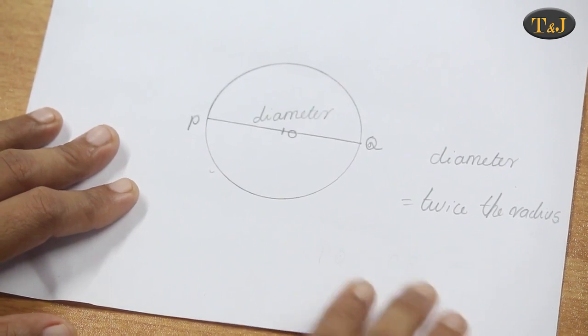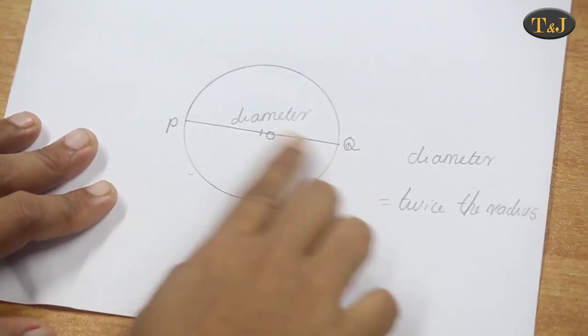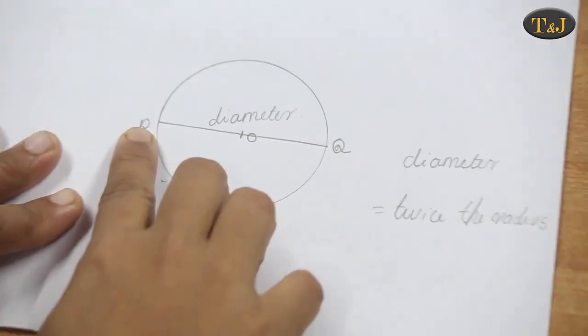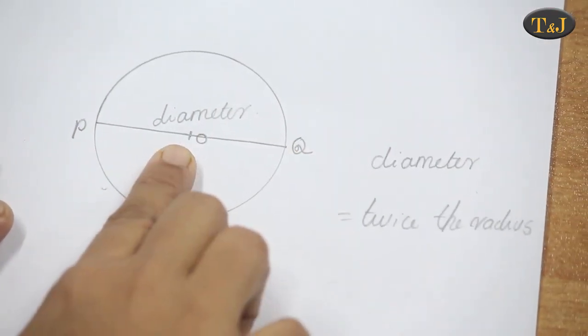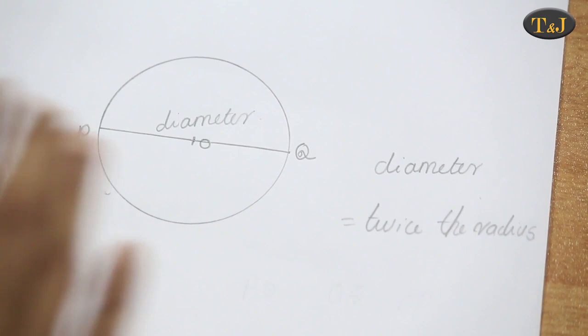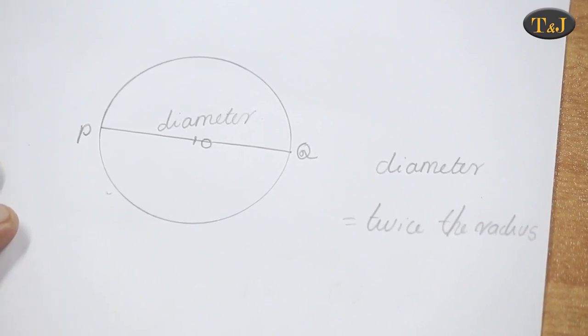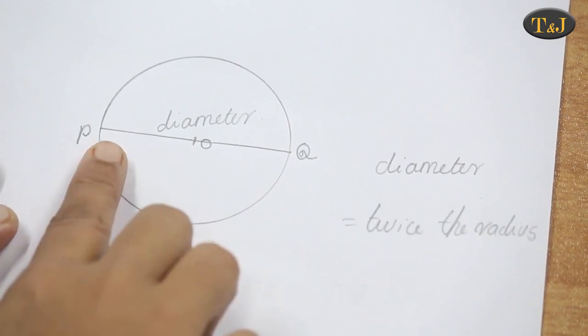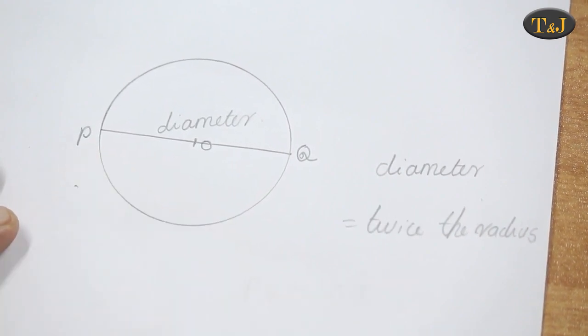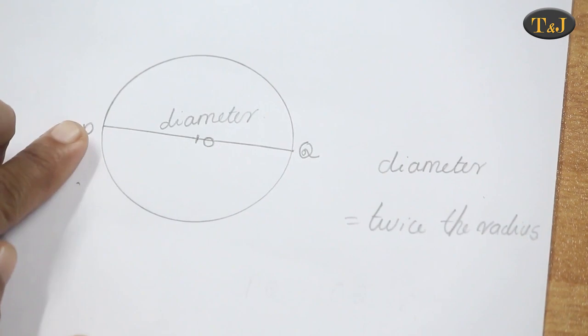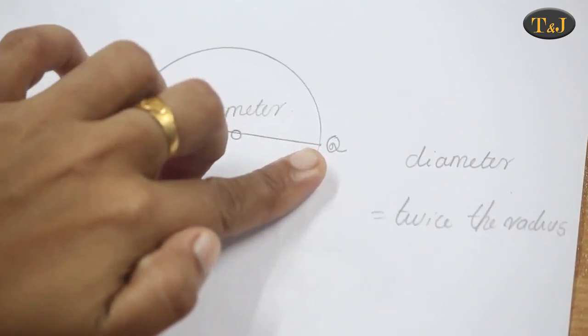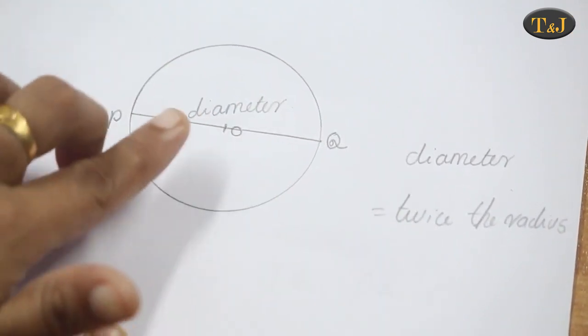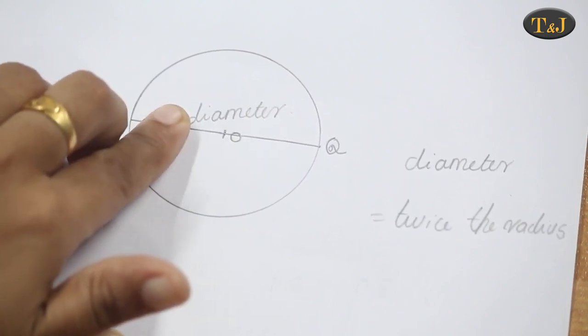Diameter is a line segment passing through the center. This is a line segment PQ. It is passing through the center. All diameters are passing through the center. Then we can draw a countless number of diameters on the circle. Diameter means twice the radius. Here OP is one radius and OQ is another radius. Both radii are passing through the center. That is known as its diameter.